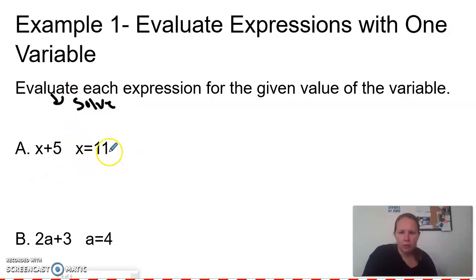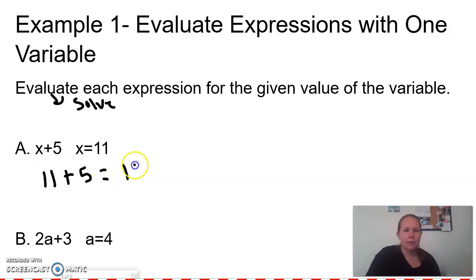So what we do is we take this x equals 11 and plug it into my equation. Sometimes instead of saying plugging in, we say substitute in. So I'm going to rewrite this equation, and instead of putting x, I'm going to put what x equals. Well, x equals 11. So instead of having x plus 5, I'm going to have 11 plus 5. And I solve that out. 11 plus 5 gives me 16, and that is my solution.